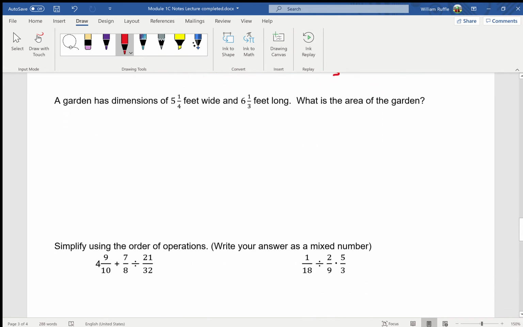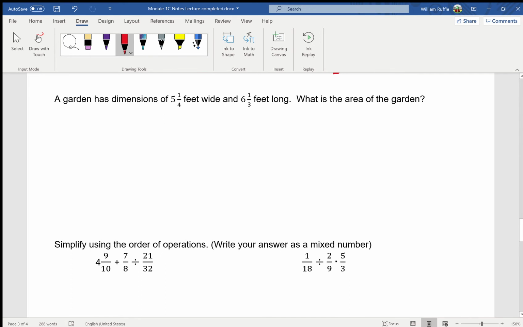This next one, it's asking for the area of a garden, and it gives the dimensions. Now we should remember a rectangle's area is length times width. So let's do 5 1/4 times 6 1/3. To multiply mixed numbers, we always have to change them to improper first. 4 times 5 is 20, 20 plus 1 is 21 over 4. 3 times 6 is 18 plus 1 is 19, so it's 19 over 3.